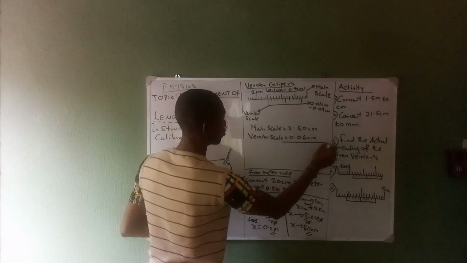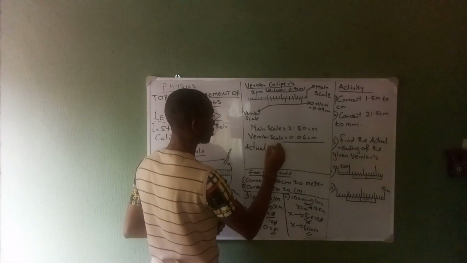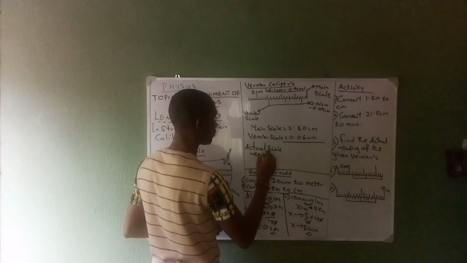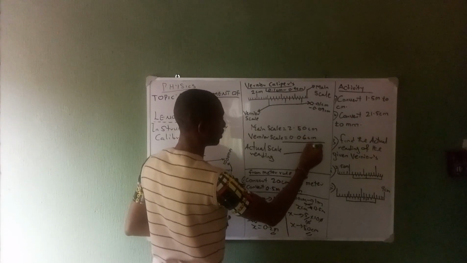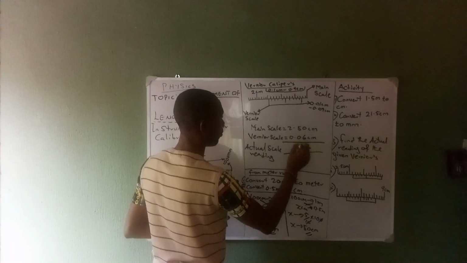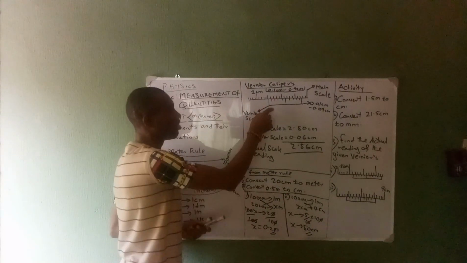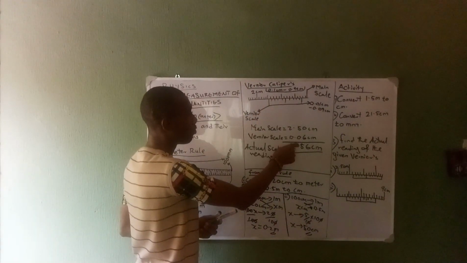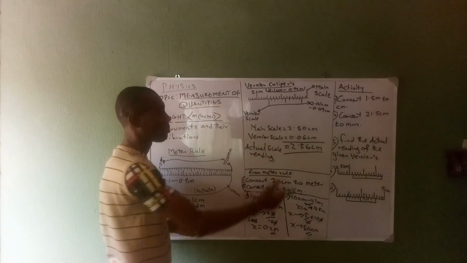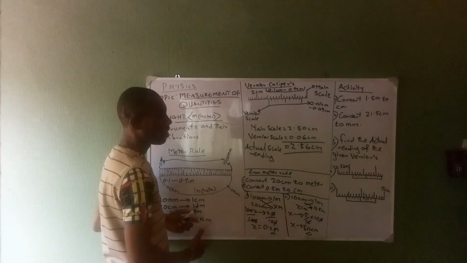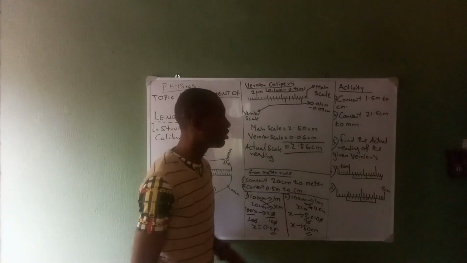Now you take the actual scale reading. The actual scale reading will be equal to 0 plus 6 is 6, 5 plus 0 is 5, then 2 plus 0 is 2, in centimeters. So the actual scale reading of this vernier scale experiment is 2.56 centimeter. So you can use this very concept which we have used in solving these various examples to sort out these various activities that have been given to you.